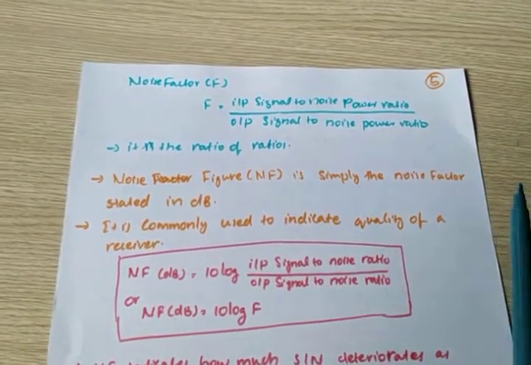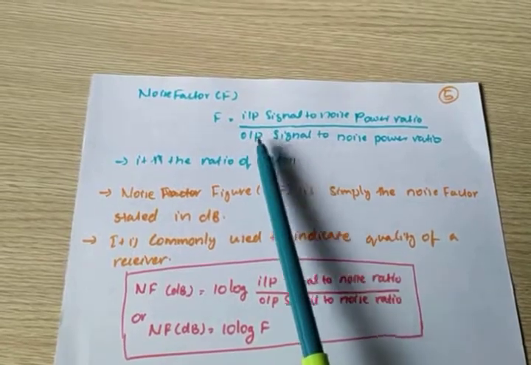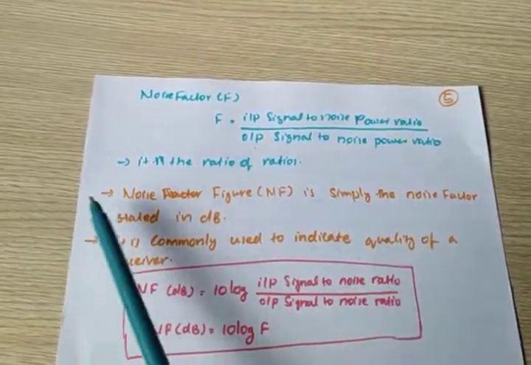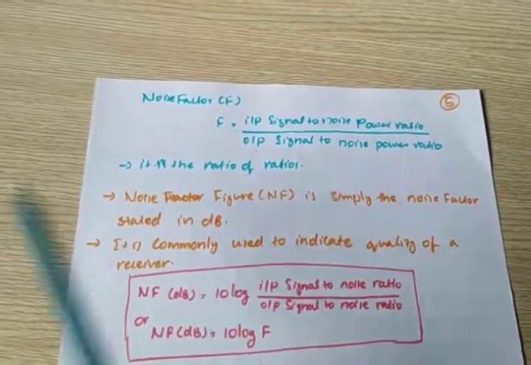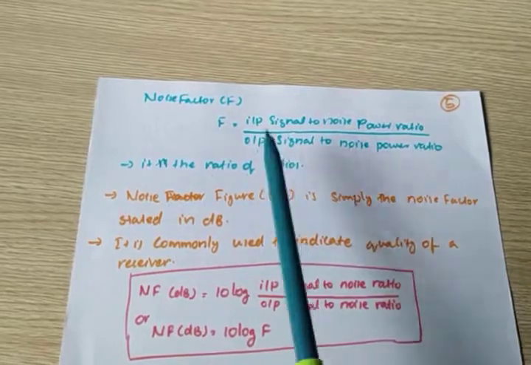First we need to study noise factor. Noise factor is equal to the input signal to noise power ratio divided by the output signal to noise power ratio. So it is actually the ratio of ratios. Ratios of what?